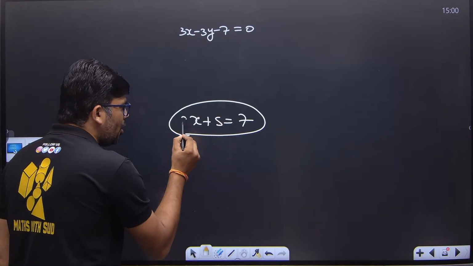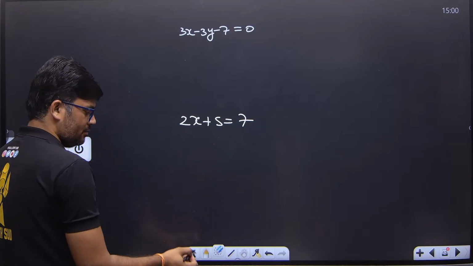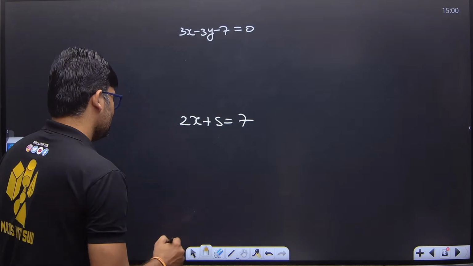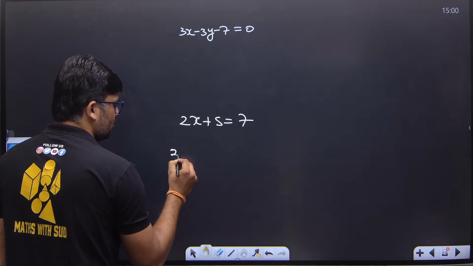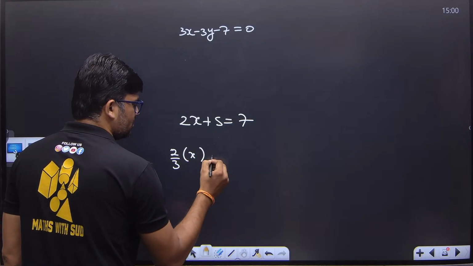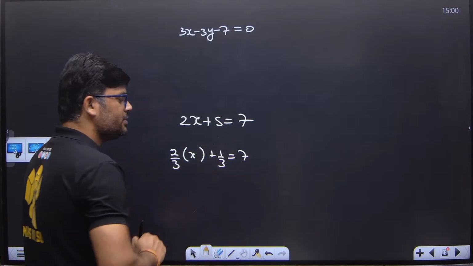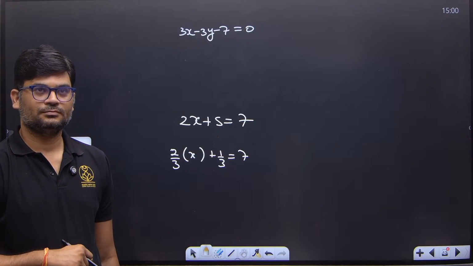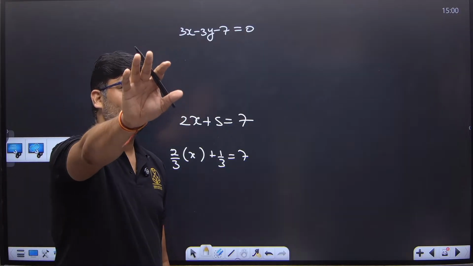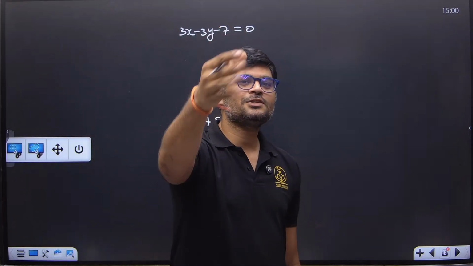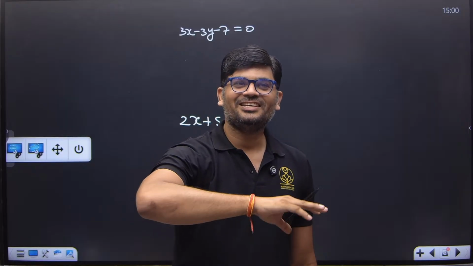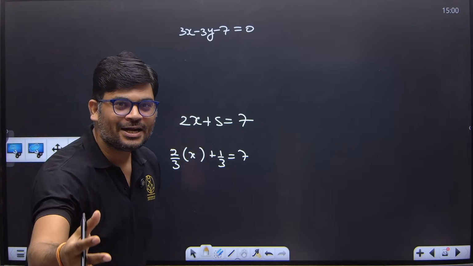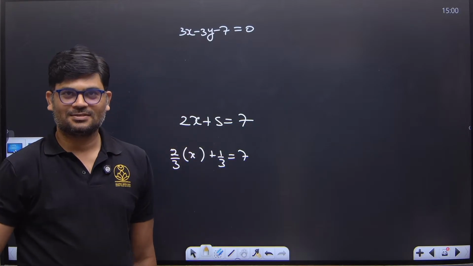Now what will you say? 5 added to twice a number. Good one. Now what will you say? 2/3 into a number plus 1/3 gives 7. Plus is not allowed. Plus is the lowest form of English, the cheapest form of English. Don't use plus. You can use more, you can use added, you can use some, but don't use plus.